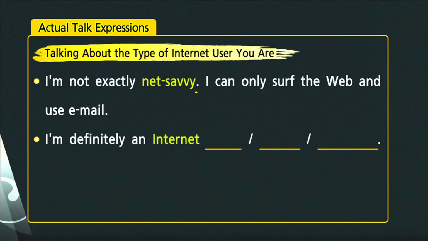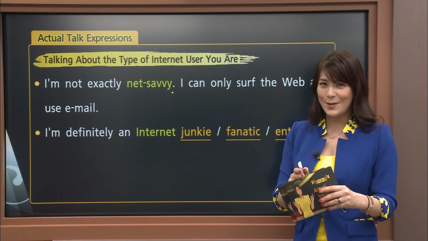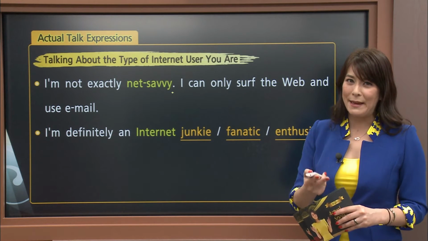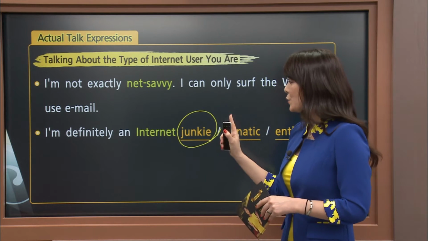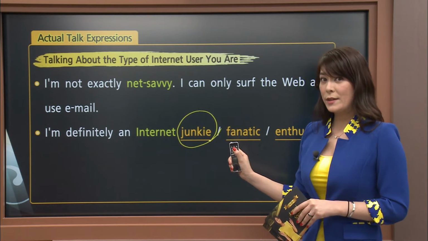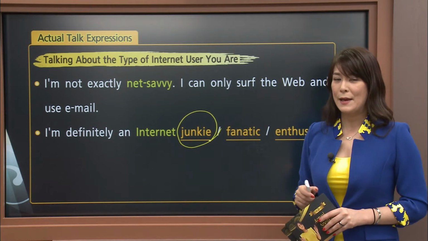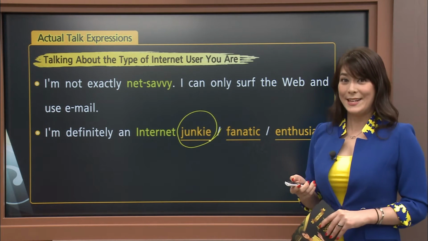Moving on. Now, if you say, I'm definitely an internet junkie, I'm definitely an internet fanatic or enthusiast, it means that you are really, really into the net. You can do lots of things on the net and you are crazy about online activities. Now, you may have noticed in today's actual talk, we had junkie spelt with a Y, but as I did mention, it can also be spelt with an IE. It means that you are addicted to something. In this case, you are addicted to the internet.